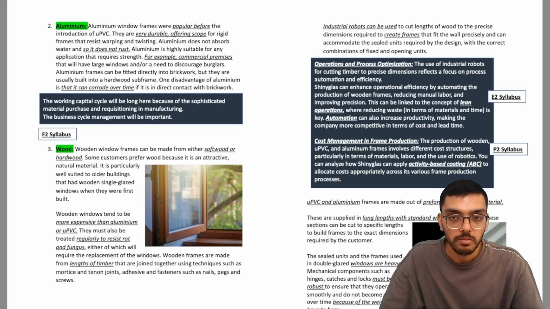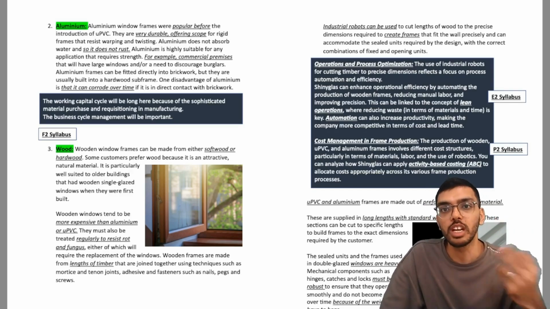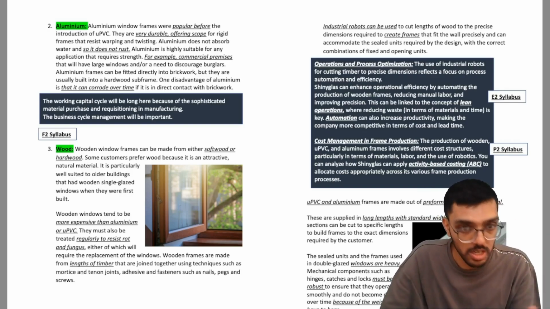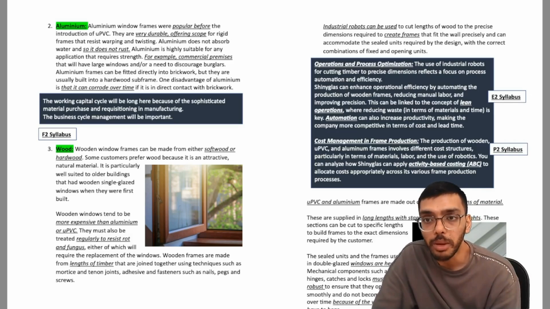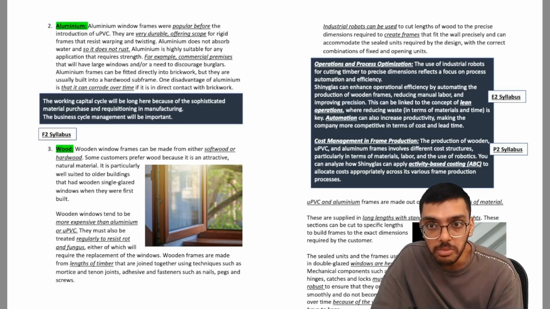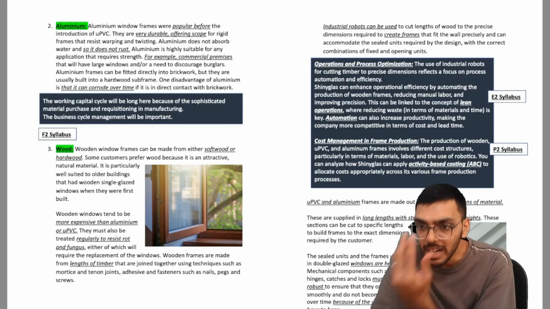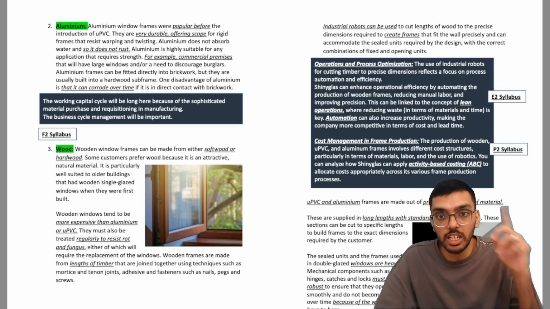So this brings me to the idea, why only in wood? Industrial robots can be used in wood, in aluminum, in UPVC manufacturing. So Shinyglas can enhance operational efficiency by automating the production of wooden frames, reducing manual labor, and this can be linked to your concept of lean operations and automation, where less and less waste is generated, more and more automation, E2 syllabus.